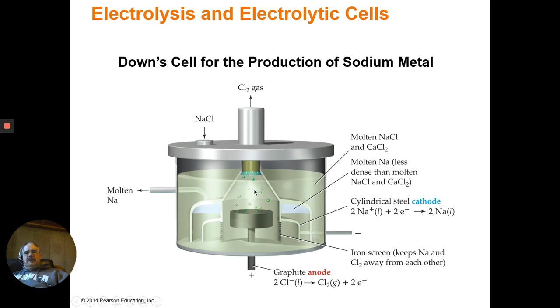This uses molten sodium chloride and a graphite anode. And there's an iron screen that keeps the sodium and chlorine away from each other. Otherwise, they would just reform sodium chloride. The molten sodium is less dense than either the sodium chloride or the calcium chloride, and so it floats to the top. And then there is a vent up at the top to remove the chlorine gas that's produced.